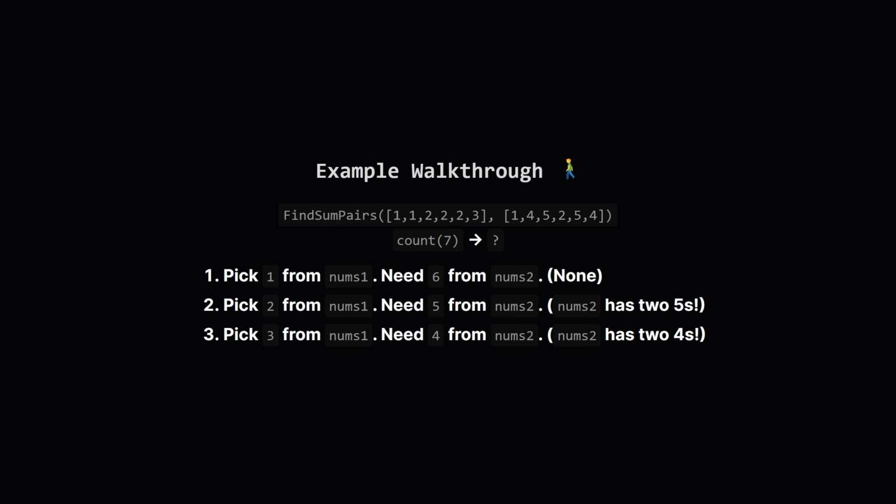When we get to the 2's in nums1, we need a 5 from nums2 to make 7. And hey, nums2 has two 5's. Since there are 3 2's in nums1, each of them can pair up with each of the two 5's. That gives us 3 times 2, or 6 pairs. Finally, for the 3 in nums1, we need a 4. Nums2 has two 4's, so that's 2 more pairs. 6 pairs plus 2 pairs gives us a total of 8.